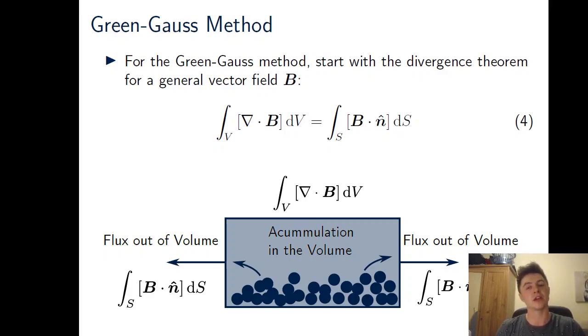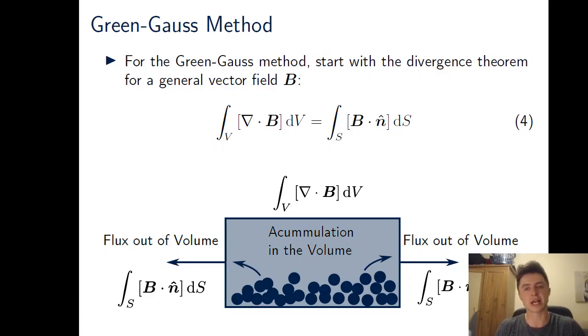And if there is substance accumulating in the box, then there must also be a flux of that substance across the surfaces of the box. And that's all that the divergence theorem is saying physically, is that the net flux out of the volume must be equal to the rate of increase inside the volume. So the substance B is conserved. You can think of it like a conservation law.